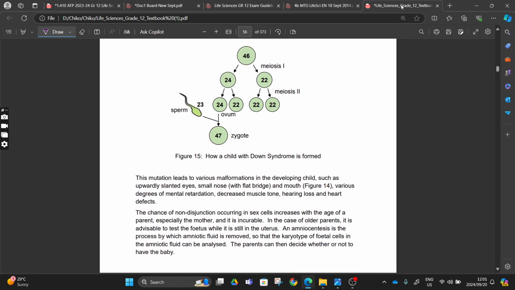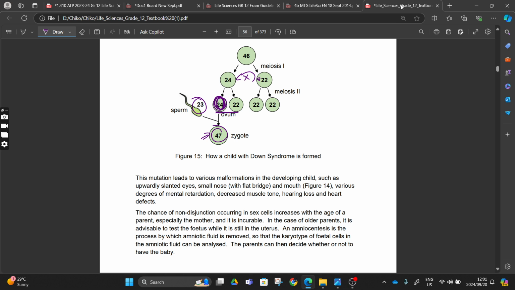Down syndrome we see mostly in the ovum, where non-disjunction happened. One chromosome was supposed to be on this side, and it ended up on that side. That ovum is going to have an extra chromosome, and then it is going to be fertilized by the sperm with 23 chromosomes, and we end up with more chromosomes in pair number 21.